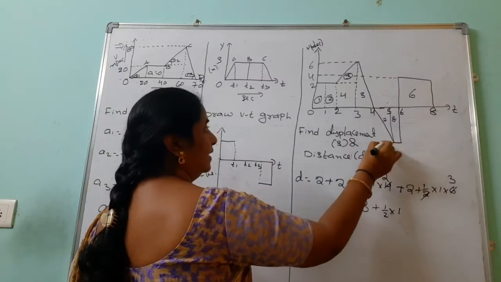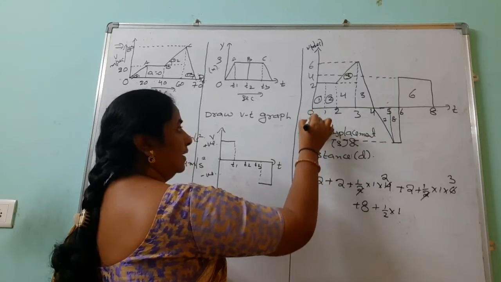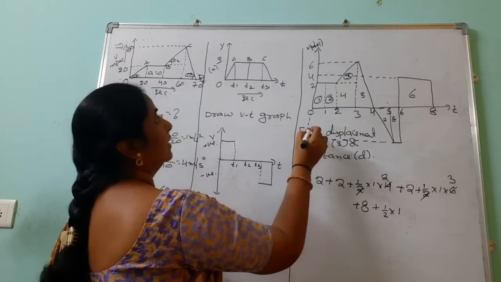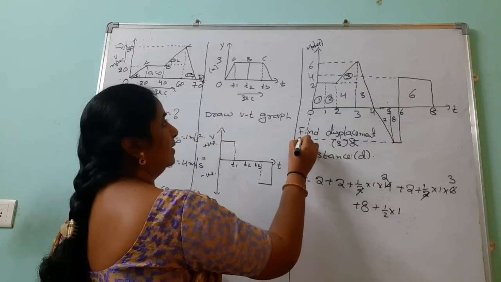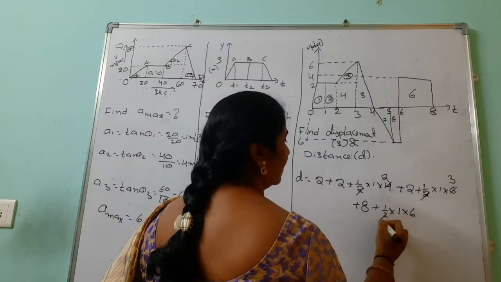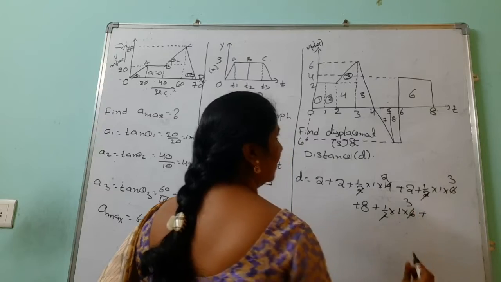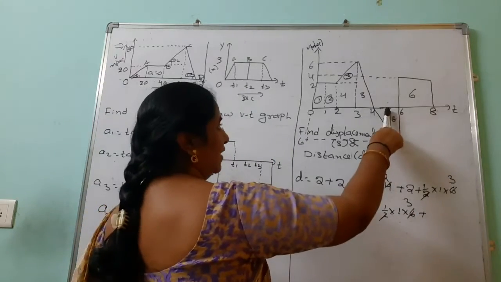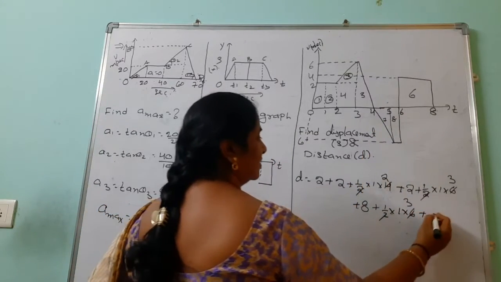And here height, we are taking in reverse direction. We are taking that height, nothing but velocity. We are taking 6 only here. Half into base into 6. Then eighth part. 6 minus 5 is 1. Then height is 6.